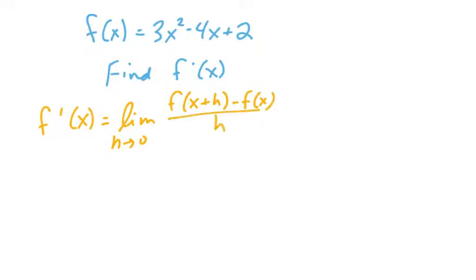There you go. All right, let's plug in our function. f of x plus h would be 3(x plus h) squared minus 4, not x, but x plus h, plus 2. Okay, that's just f of x plus h. And then we ran out of room, so underneath I'll put minus f of x.